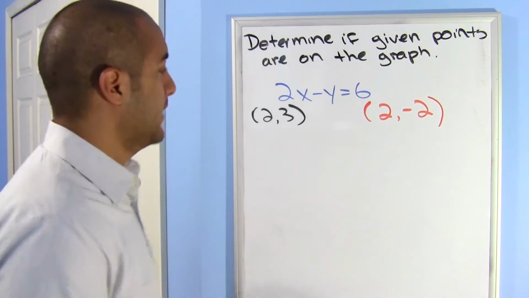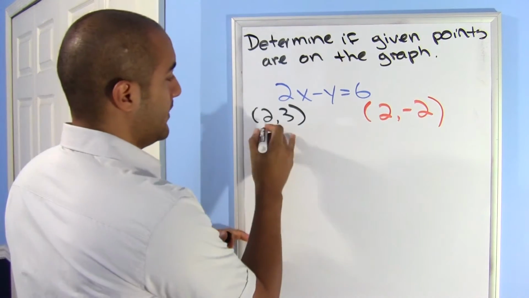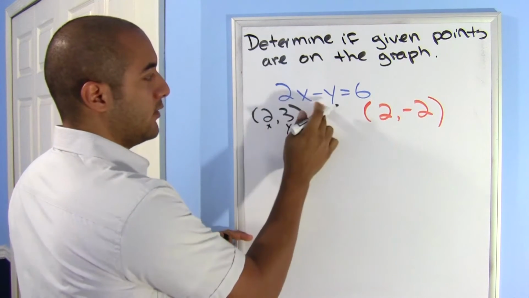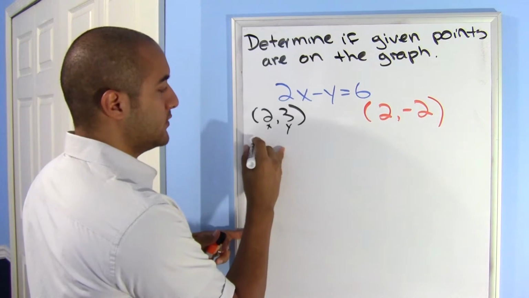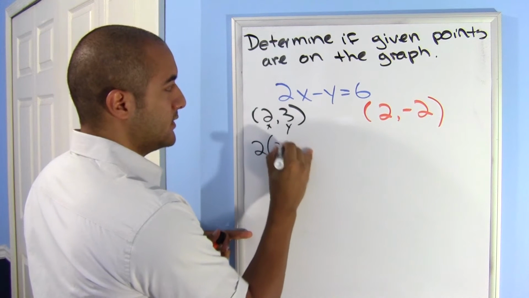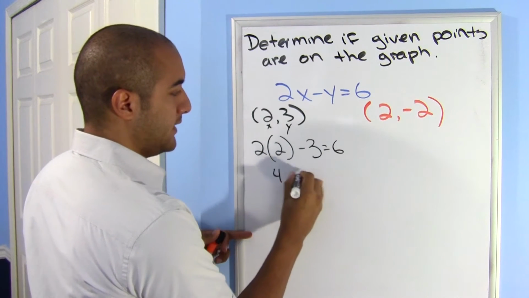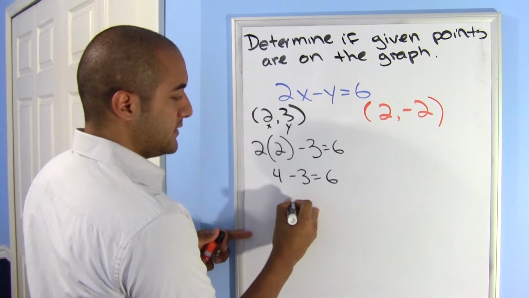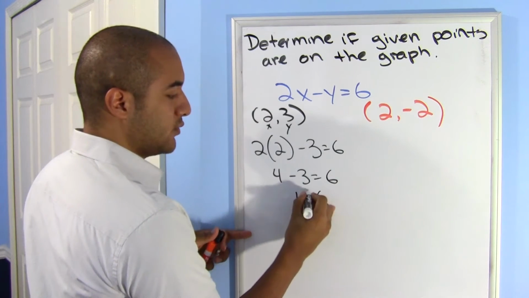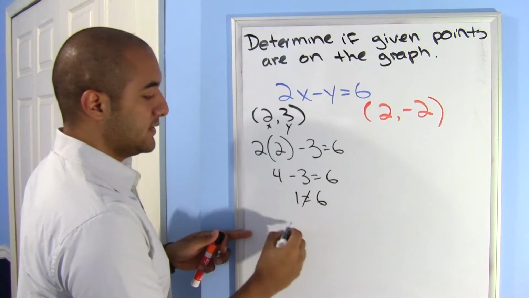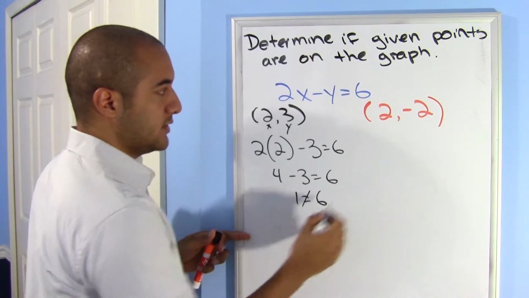Alright, let's see what we get. Remember, this is your x, that's your y. I'll substitute that in here. That's 2 times 2 minus 3 is equal to 6. That's 4 minus 3 equals 6. And this says 1 is equal to 6, which we know is not true. So this is not part of the equation.